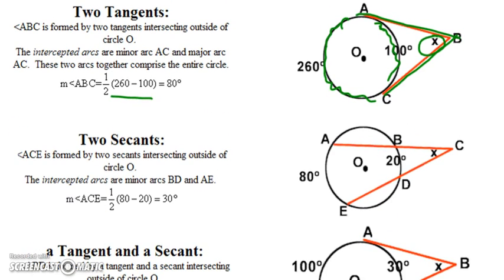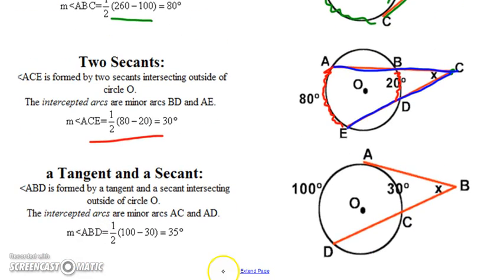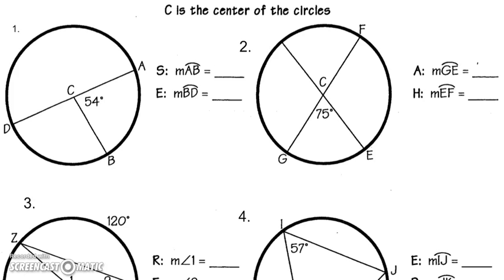The second one with the vertex outside of the circle is when we construct an angle using two secant segments. It again intersects the circle with two arcs, an arc of 80 and an arc of 20. We'll subtract the two arcs and divide by 2. The last one is where we have a tangent and a secant. Again, it has two arcs, one of 100 and one of 30. We will subtract the two arcs and divide by 2. Let's go over a few examples with these different types of angles.